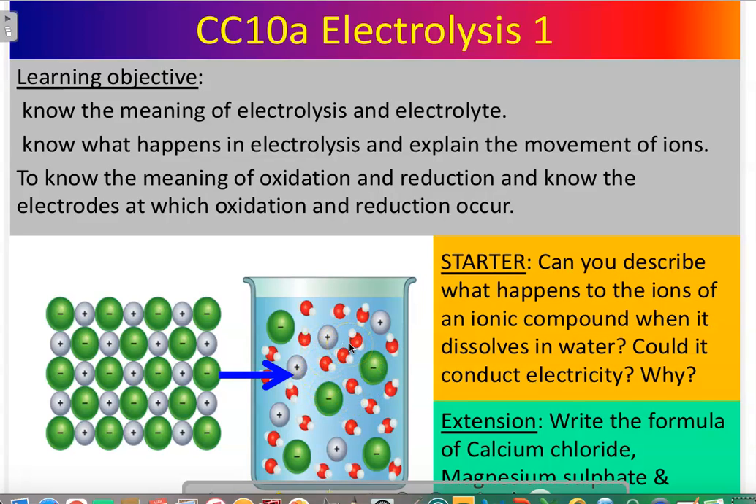And so when an ionic compound dissolves in water, it is able to conduct electricity because the ions are free to move around and carry electric current. Remember, electricity is essentially the movement of electric current. Okay, so that is the answer to these questions.